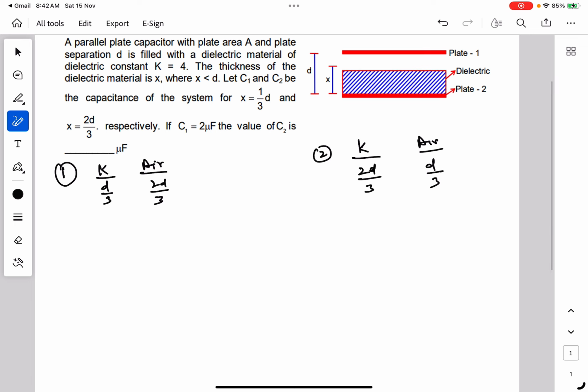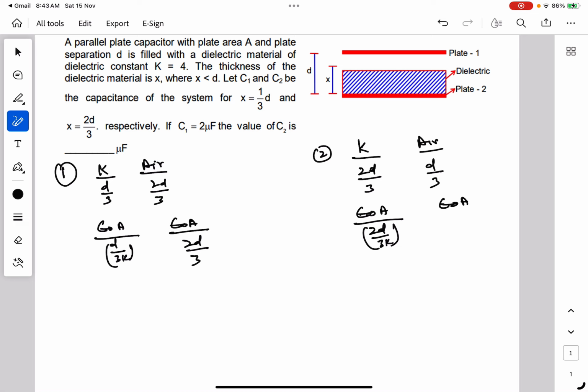So in the first case, the capacitance due to dielectric material would be equal to epsilon naught A upon D upon 3K, and capacitance due to air gap would be equal to epsilon naught A upon 2D upon 3. Similarly, in the second case, capacitance due to dielectric material would be equal to epsilon naught A upon 2D upon 3K, and due to air gap it would be epsilon naught A upon D upon 3.